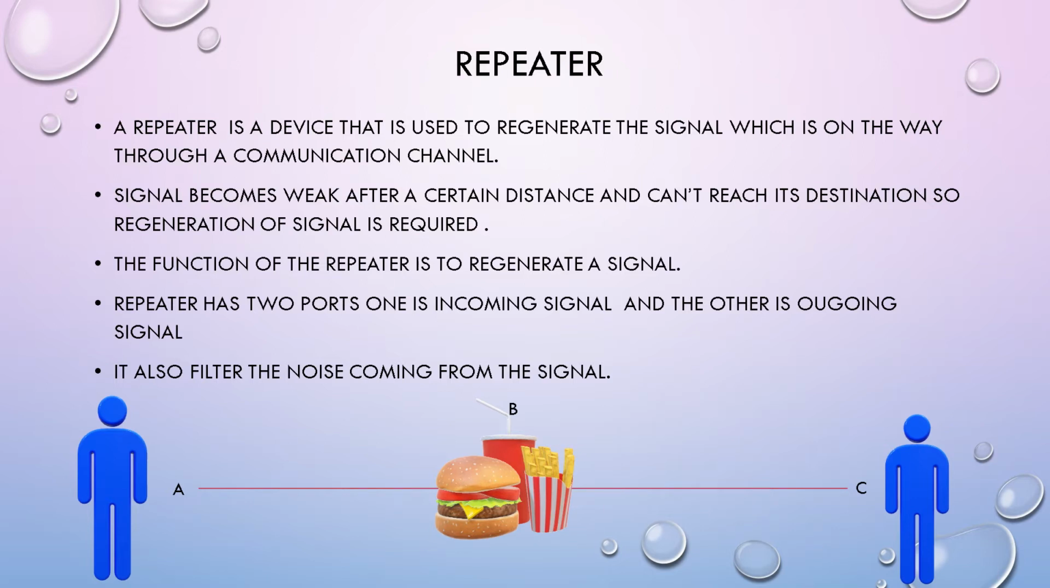Now the function of a repeater is to regenerate the signal. That means it needs to regain the original strength of a signal. So a repeater does the function of regeneration. A repeater has two ports. One is the incoming signal and the other is the outgoing signal. What do you mean by incoming signal and outgoing signal?